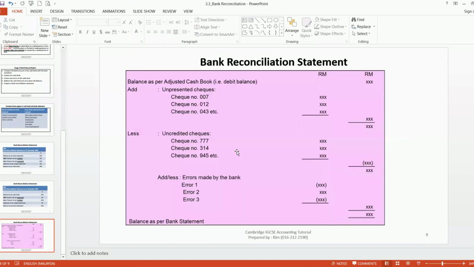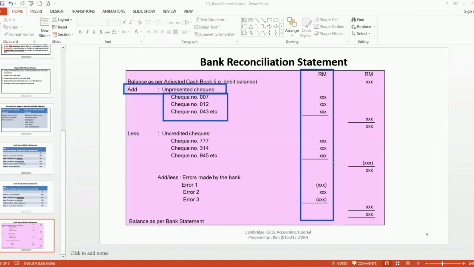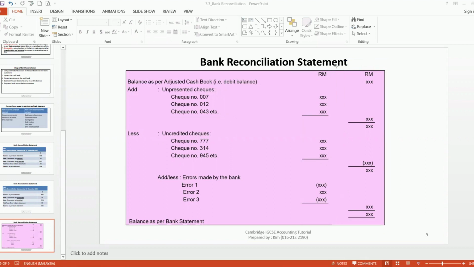Okay, this is one example if you have a lot of items. Take note that after you write the header, don't forget to write the detail of the individual items. The first column is the individual item, the second column is the subtotal. Okay, now we have done the bank recon. Now we're going to do the exercise. Okay, so give me a minute.